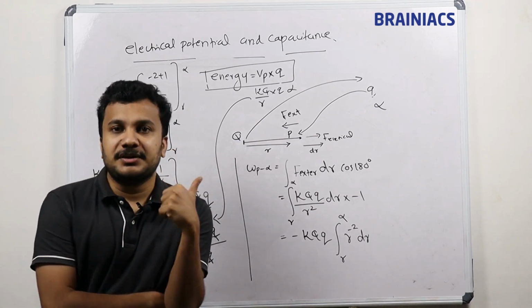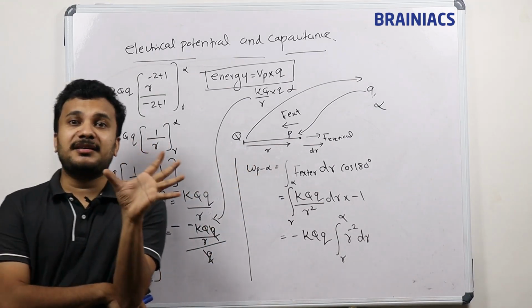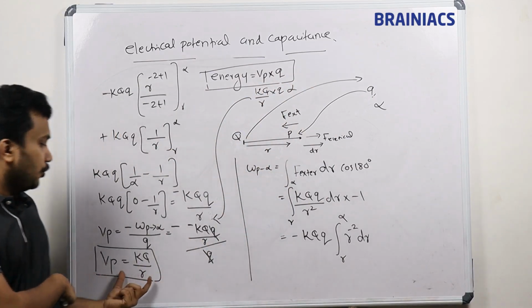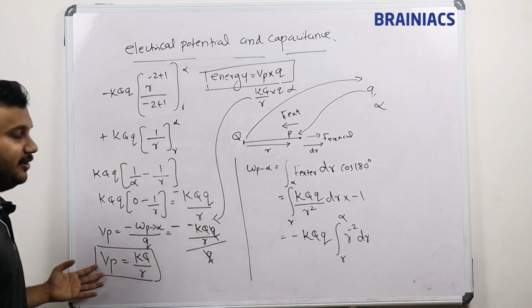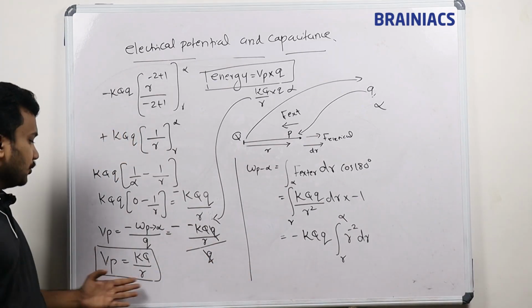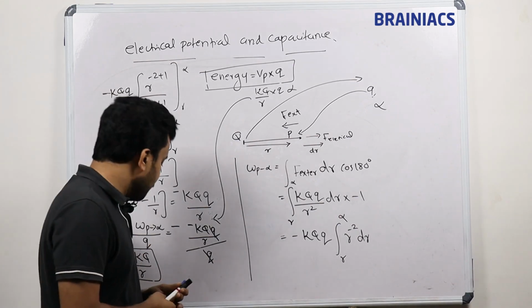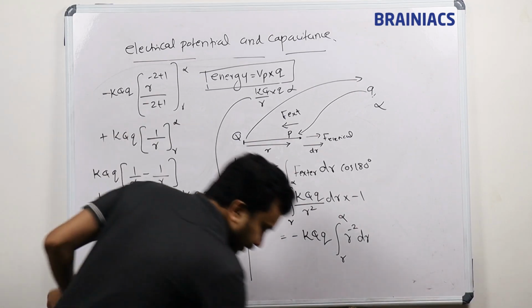One formula. The second formula: electrical potential at a point R distance away from a charge capital Q is K into Q divided by R. So two formulas in your hand now: Vp is equal to K into Q divided by R. So we have learned about electrical potential and electrical potential difference. Now we'll move to the next topic.